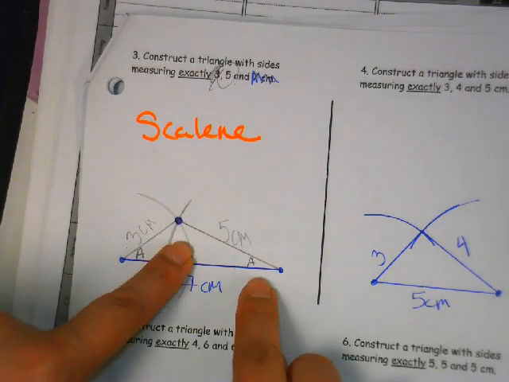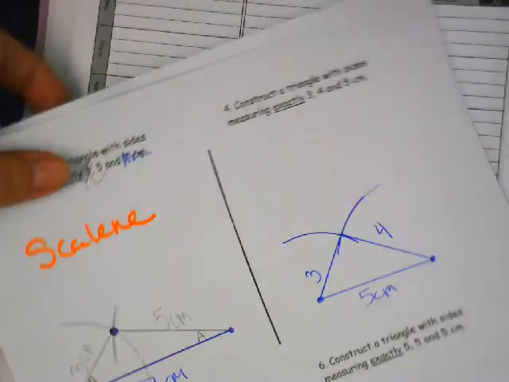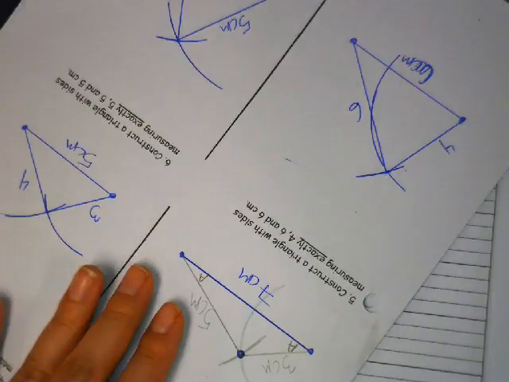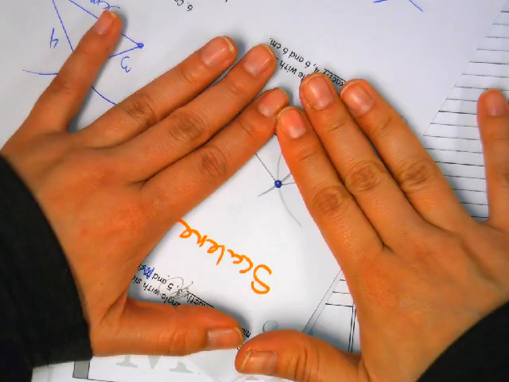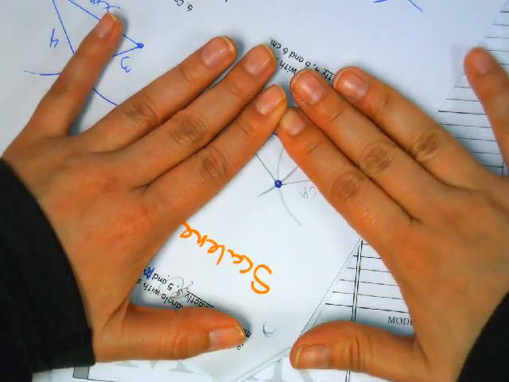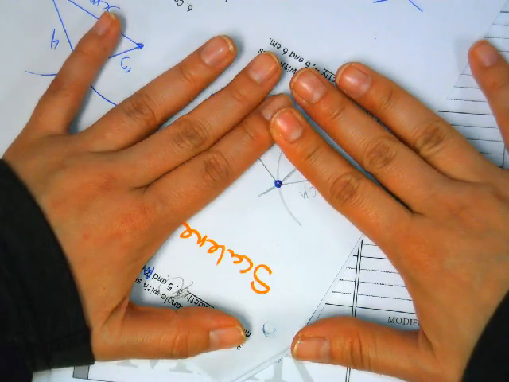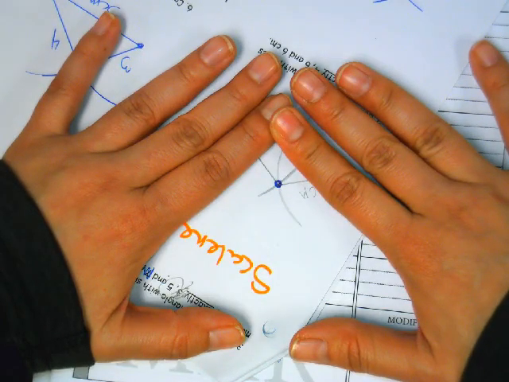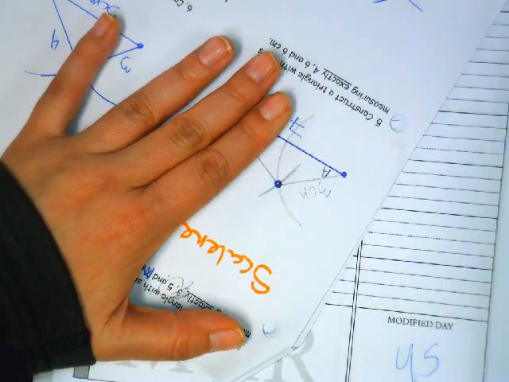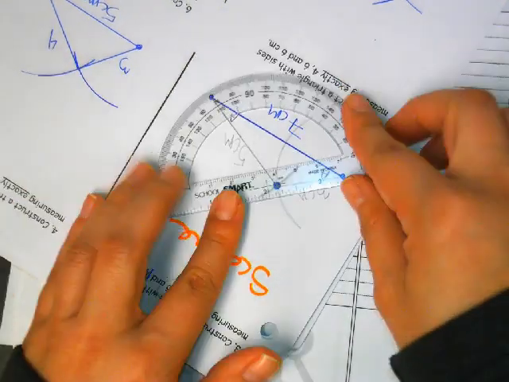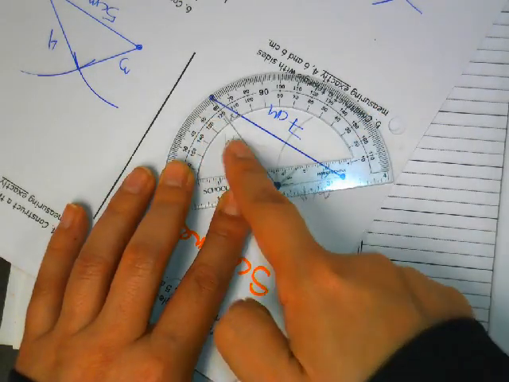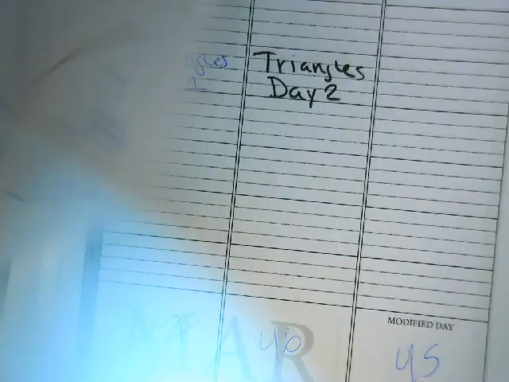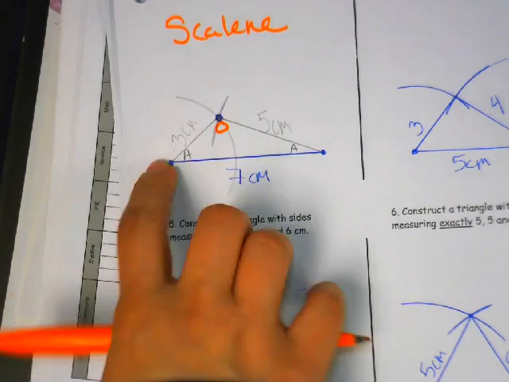Now this one, it's hard to tell, so I'm going to rotate my paper. If I cover everything else, it's easier to see just the angle. Is that acute, obtuse, or right? That one's obtuse. If I use a protractor, do you see how this angle is more than 90? Right there. So this one is obtuse. So what do we call a triangle that has acute, acute, and obtuse?